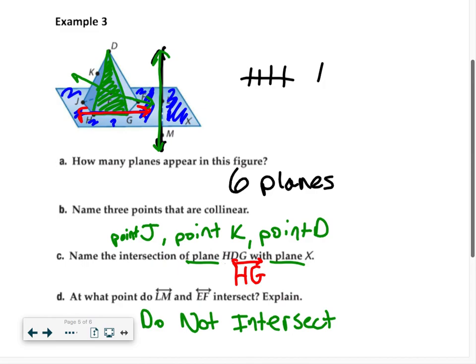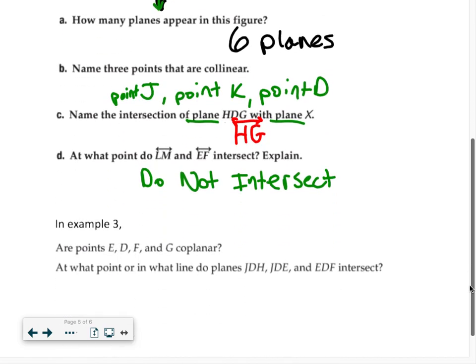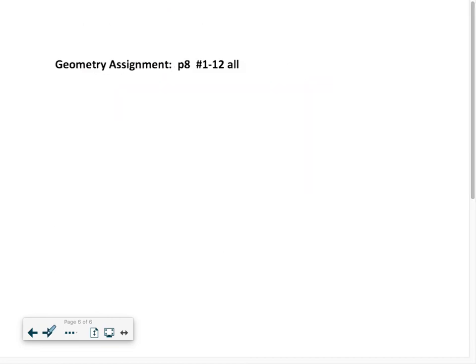And then we've got a couple more questions here, and our points E, D, F, and G coplanar. You guys take a look and try to answer these next two questions, and then about the intersection as well. And then your assignment, your page 8 from the textbook, 1 through 12 all. Of course, we're going to spend time in class working on those 12 problems.